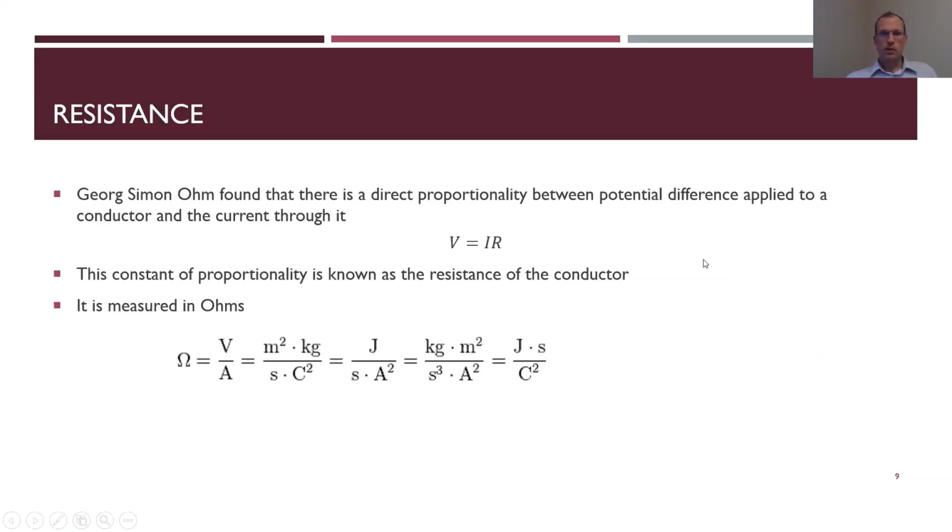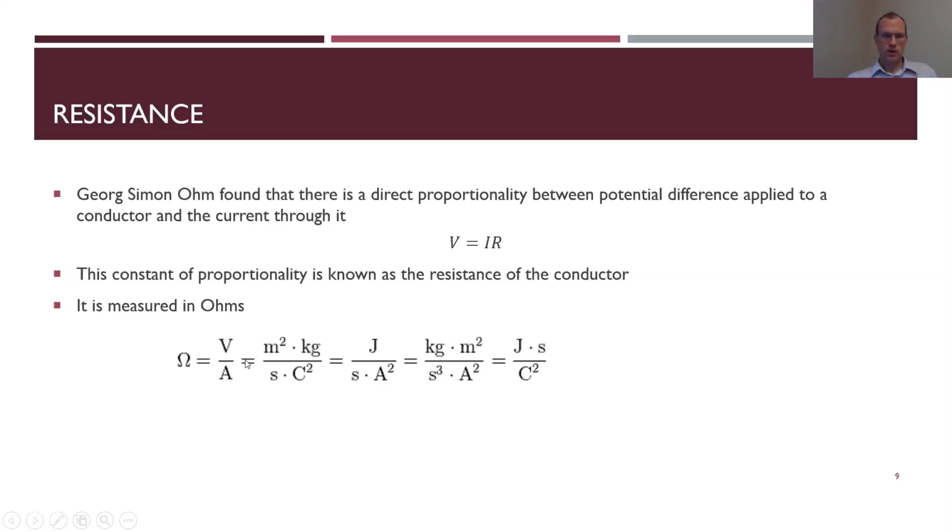So Mr. Ohm, way back when, found there's a direct proportionality between voltage and current. Famous formula, V equals IR. So your voltage is proportional to the current, through this proportionality constant called the resistance, capital R. And because of that, resistance is measured in ohms. Ohms is the same thing as a volt per amp.